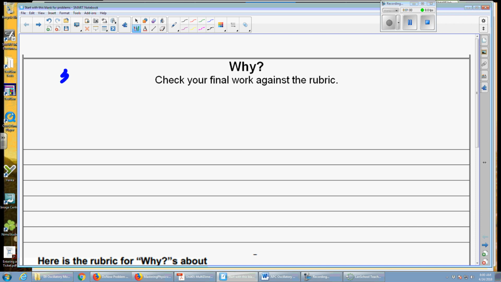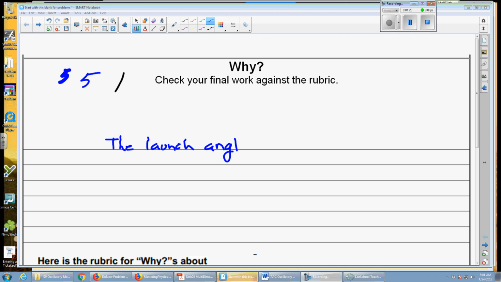Number 5. Oops, I'm going to have to pause for a second. Alright, so now that we have a pen that's a little more reasonable size, I'm going to note that the launch angles would add to 90 degrees.